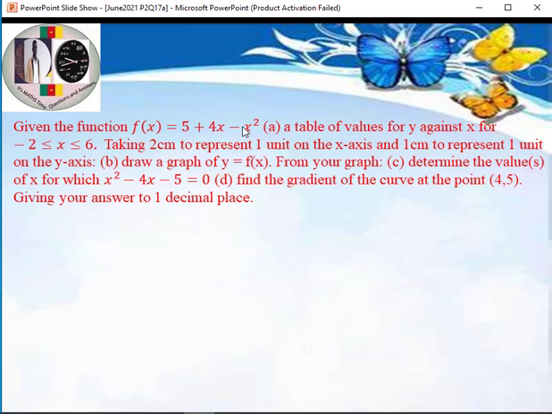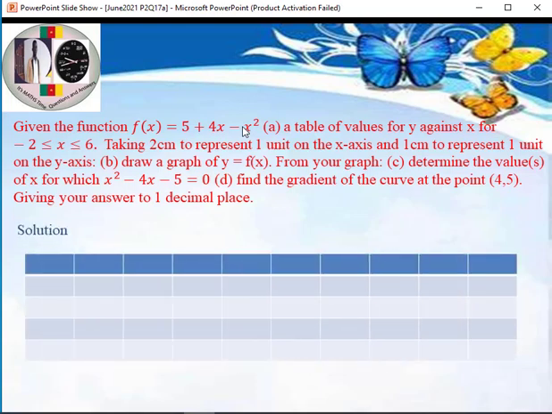In this case, we are going to have a table of values of y against values of x. So we are going to construct our table there, and we'll break this equation into different parts. We'll have the values of x within the range of minus 2 and 6. We are going to break this f of x into 5, which is a constant, the 4x term, and then minus x squared, and then we add all of them to have the original value of y.